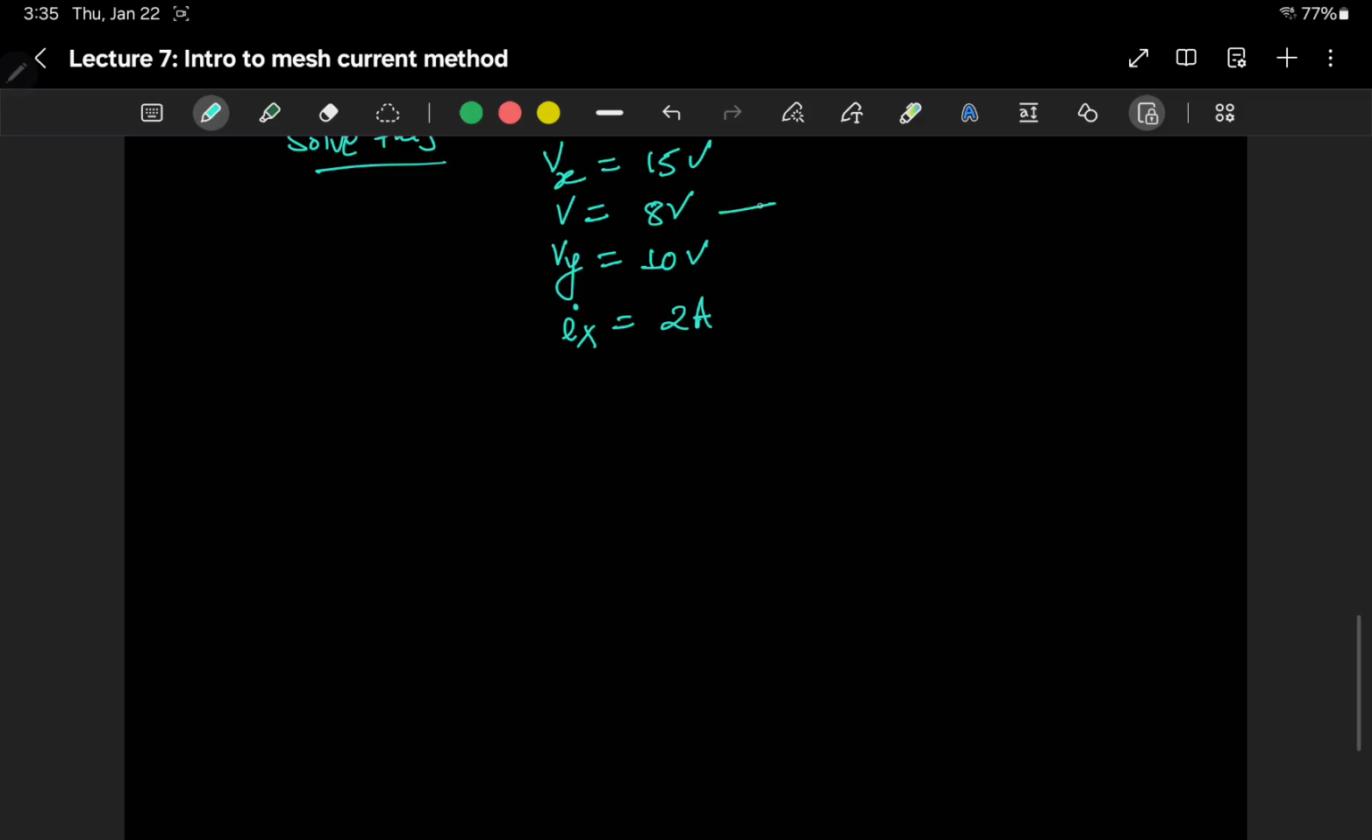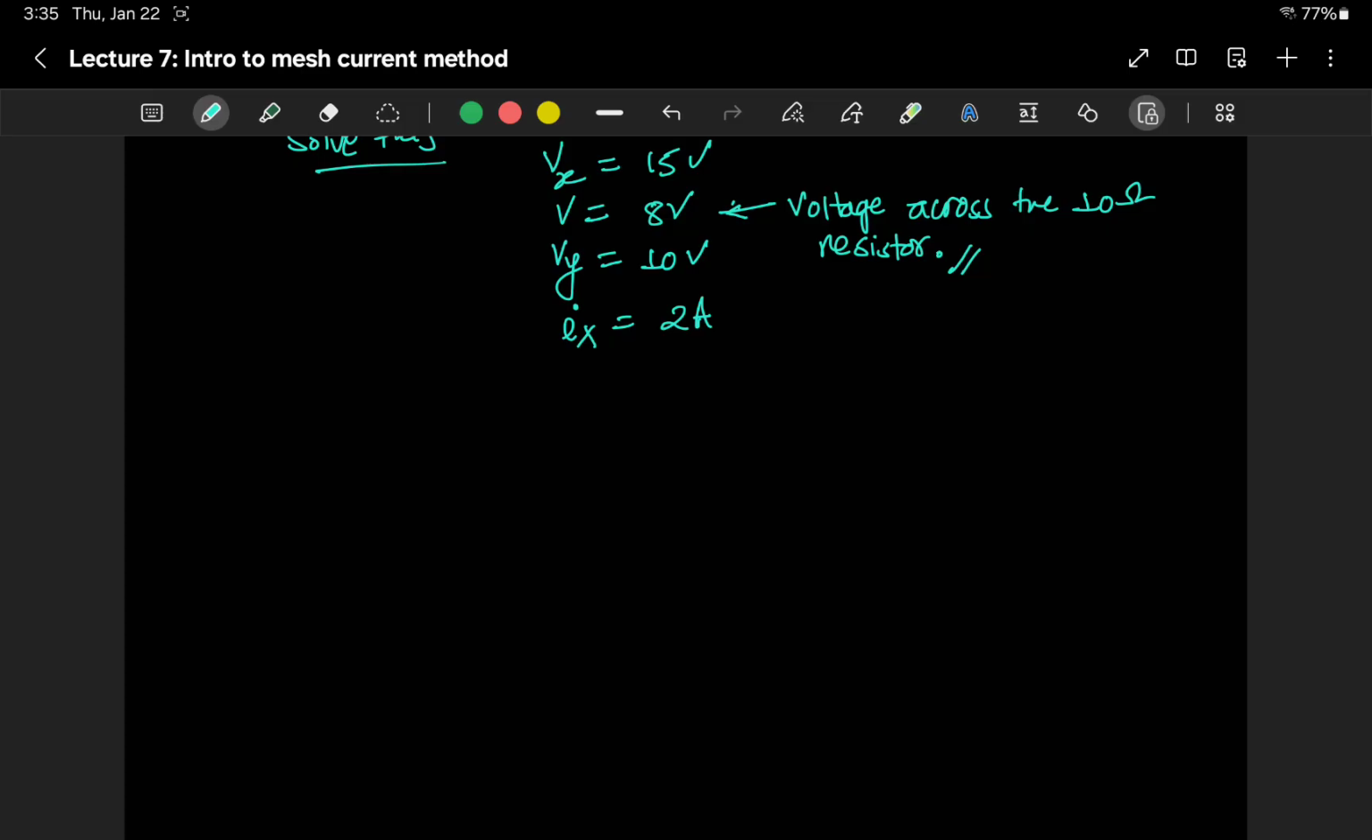So this is the voltage across the 10 ohm resistor, and we were asked to find this value, so that is our answer. So this is still the node voltage method we are solving.